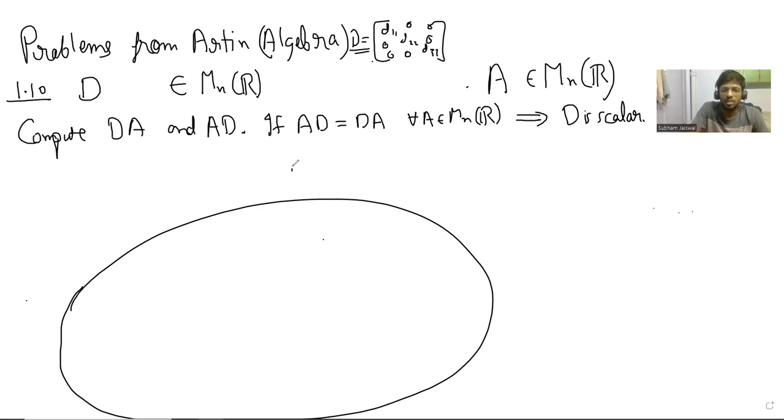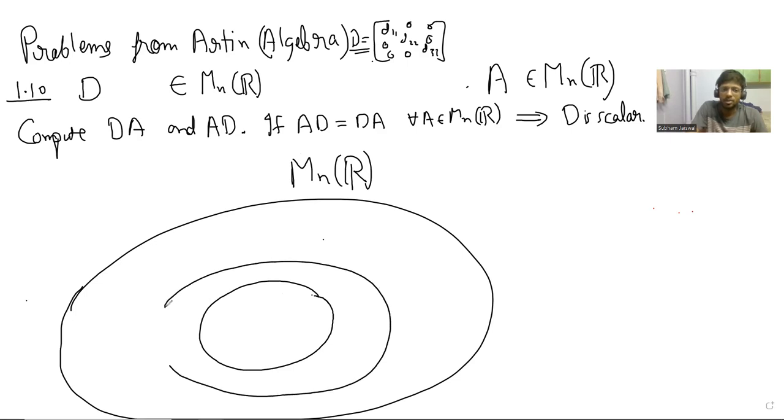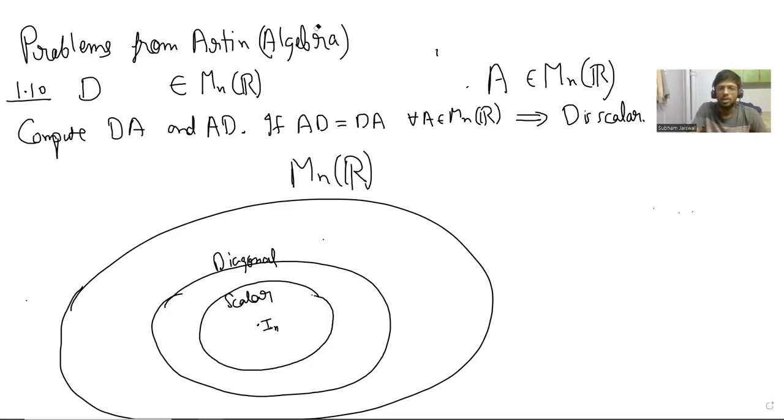Right? So this is your M_n(R), and what you are looking for is those collection of matrices which commute with everything. That collection of matrices is actually inside the collection of diagonal matrices. These are diagonal, and these are scalars. And here, right at the center, right in the middle, is the identity matrix. This is the kind of picture. Now there are many interesting things here, but we will not go into them. So let's move forward then. So that homework is there.